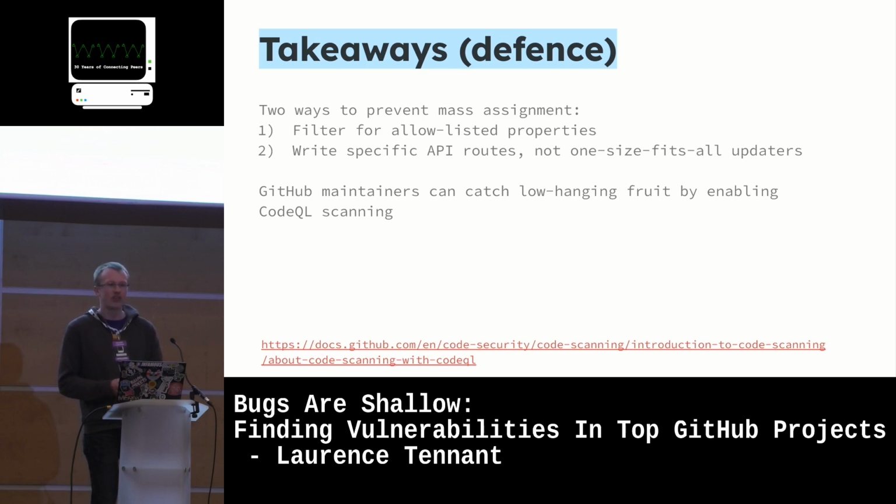The other thing that I suggested earlier was that GitHub maintainers can catch low-hanging fruit by enabling CodeQL scanning now. It's super easy to do in GitHub, and although I don't think it would have caught this particular vulnerability, they're always improving the CodeQL rules, and it's likely that this kind of thing would be caught by it eventually.